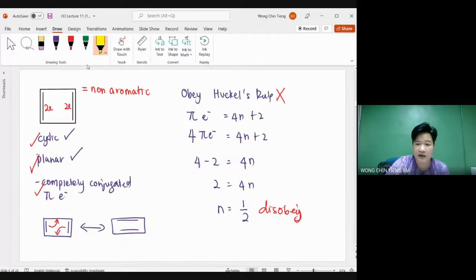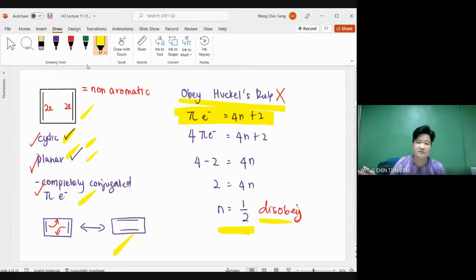Okay. Make sure kamu boleh explain benda ni ya. Sebab kalau soalan exam tanya aromatic compound or not, this is what you are going to do. Draw the compound, state whether it's cyclic and planar or not, show the completely conjugated pi electron. Kalau ada, kalau tak ada, tunjuk dia tak boleh. Okay, kena tunjuk. Obey Huckel's rule or not, use the formula that I give to you. Pi electron equals to 4n plus 2. Kira sampai dapat n. Kalau n adalah nombor bulat, dia obey. Kalau n bukan nombor bulat, nombor titik perpuluhan, dia disobey. Okay, simple as that. Alright.